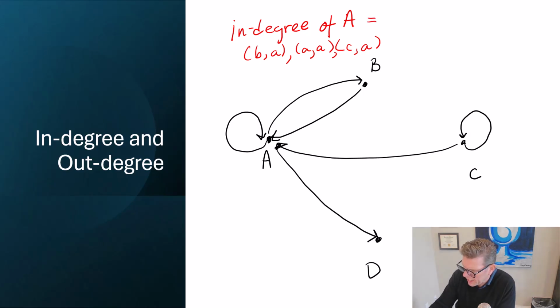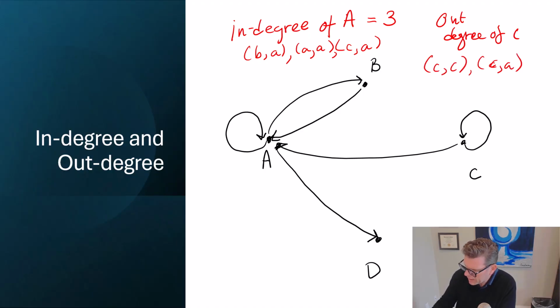The in degree of A ends up equaling 3, because that's the cardinality of that set. Let's say, for example, that we want to know the out degree of C. So the out degree of C is going to end up being, we can see, we'll have the 1. And so the out degree of C ends up equaling 2.